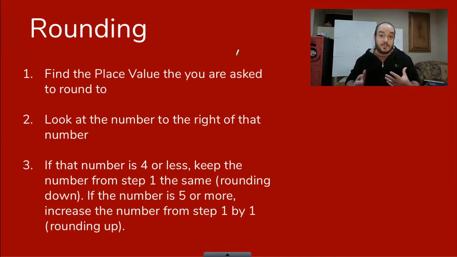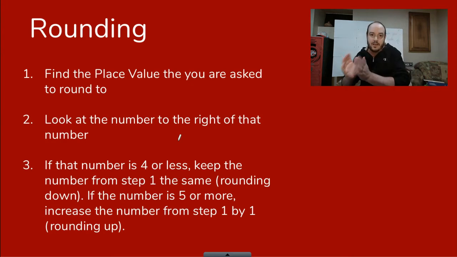So let's check our steps here. Number 1, find the place value that you were asked to round to. So this is going to be like, hey, round it to the nearest 10,000s. All right, that's what we just went through. That's why we just did that, so that we know where all those places are, so we don't get caught there. Now, once you find that place value, look at the number directly to the right of that number.